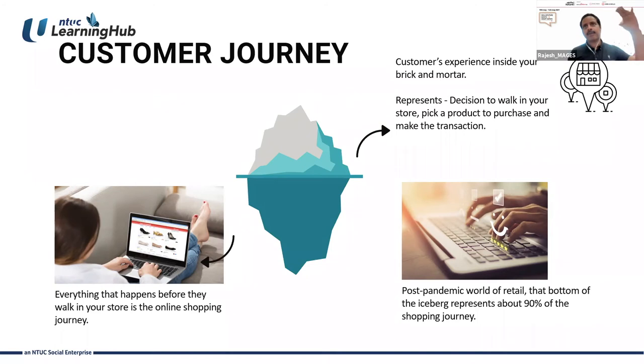Divide the iceberg into the top and the bottom half. You will see the top half, it looks pretty cool. You have a small little iceberg. That's your brick and mortar. So you know what it is. It is a decision to walk inside the store, pick a product to purchase and make the transaction. But the bottom iceberg is the crucial part.